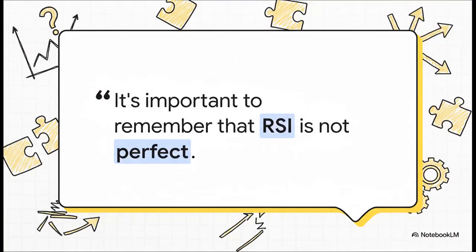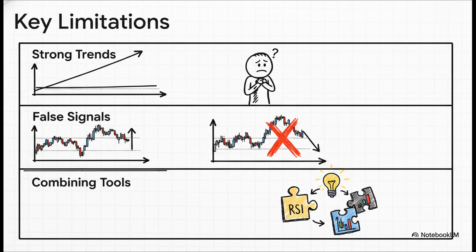And I love this quote from the source material because it's so true. It's important to remember that RSI is not perfect. You have to remember that. No single indicator on Earth can predict the future with 100% accuracy. You have to know its limits. So what are those limits? Well, for one, in a really strong raging trend, the RSI can stay overbought or oversold for a very long time, which could trick you into getting out of a fantastic trade way too early.